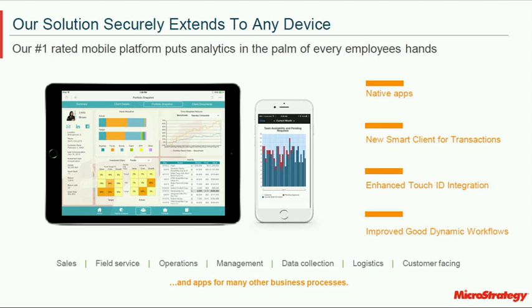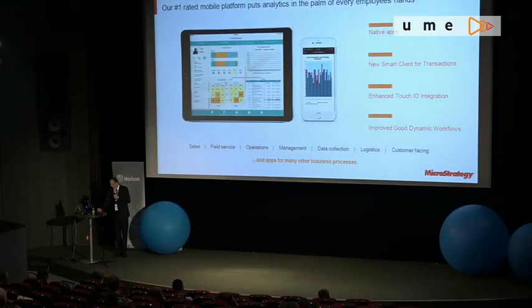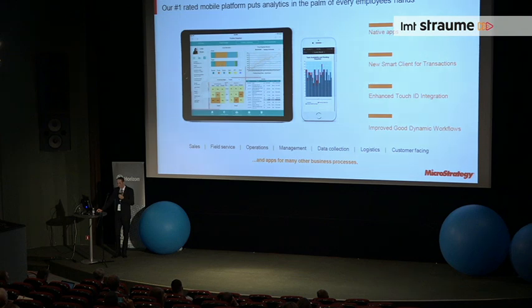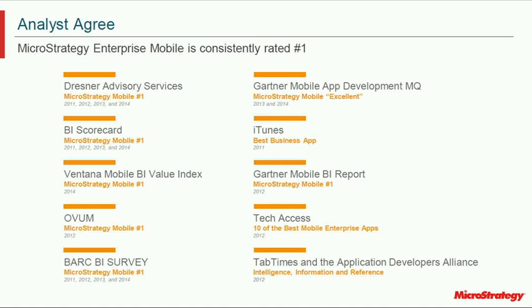And of course, there are lots of improvements. For example, some enhanced Touch ID integration or improved Good Dynamics workflows. Also some visual insight, for example, the analytics we mentioned already. You can just open this analytics inside the iPad app and see it, just like on the web. We are constantly rated #1 in this area of mobile analytics. Lots of different organizations constantly rate us as the #1 company.